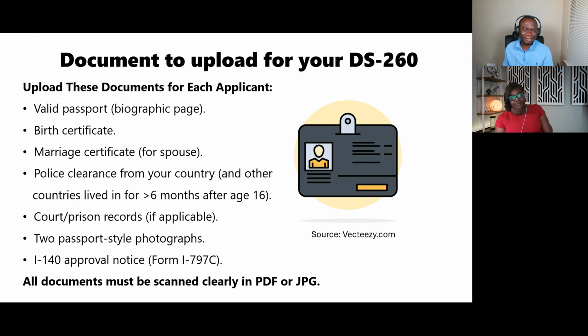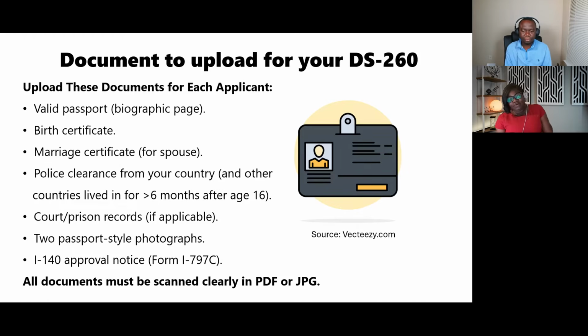That is the first item on the bullet point list. So all documents must be scanned clearly in PDF or JPEG. And please, people, I know some people like taking pictures of their documents with their phones, and it's not clear. You need to get a scanner and properly scan these documents. They really need everything legible. They need to be able to read everything clearly.